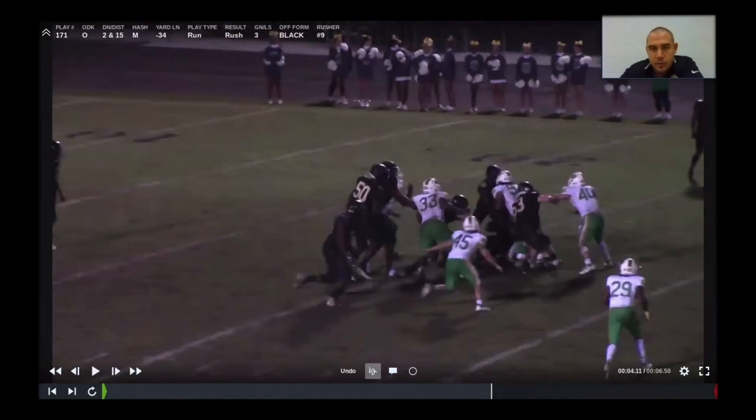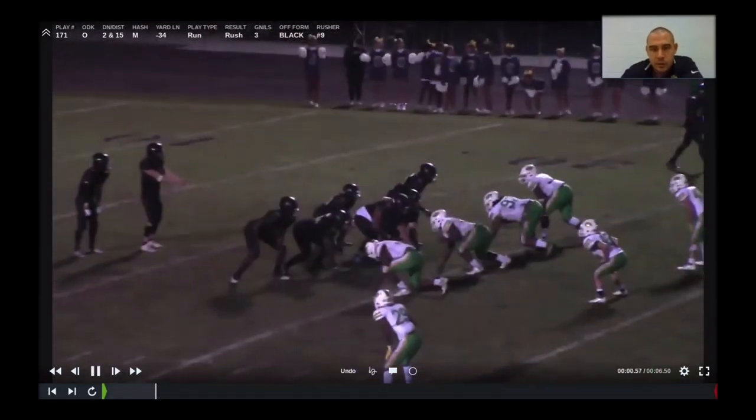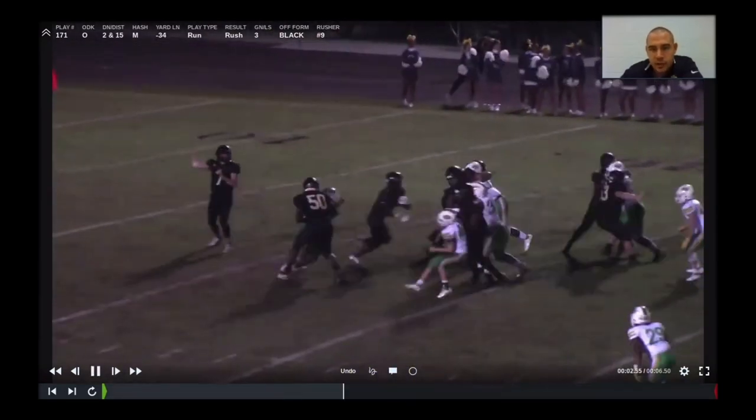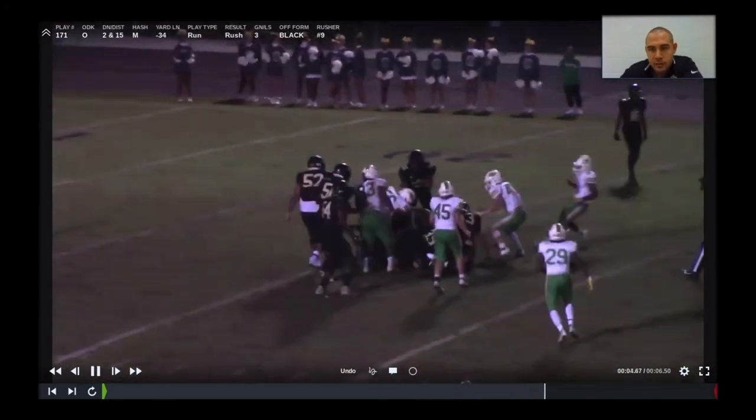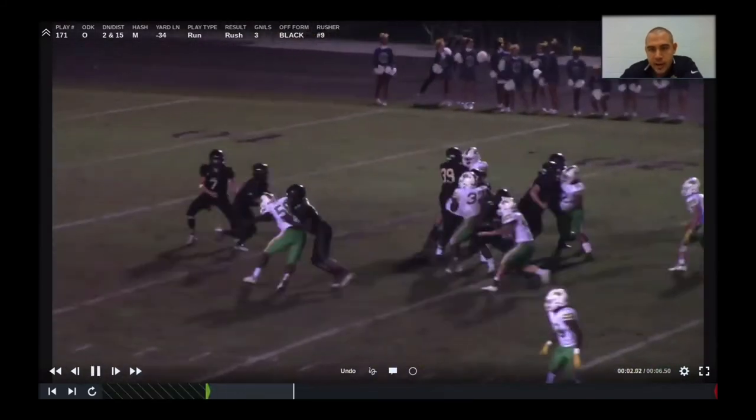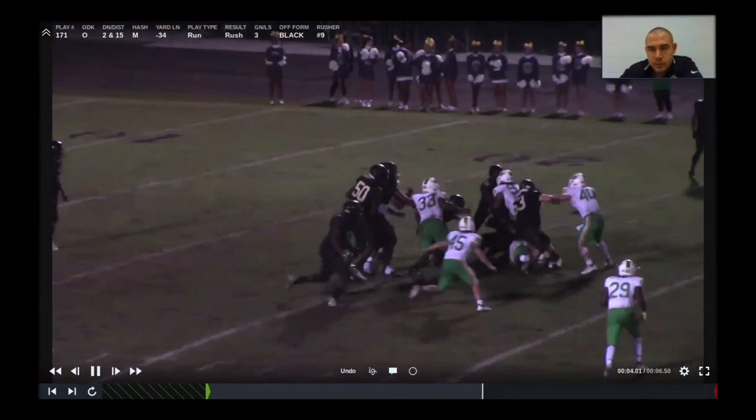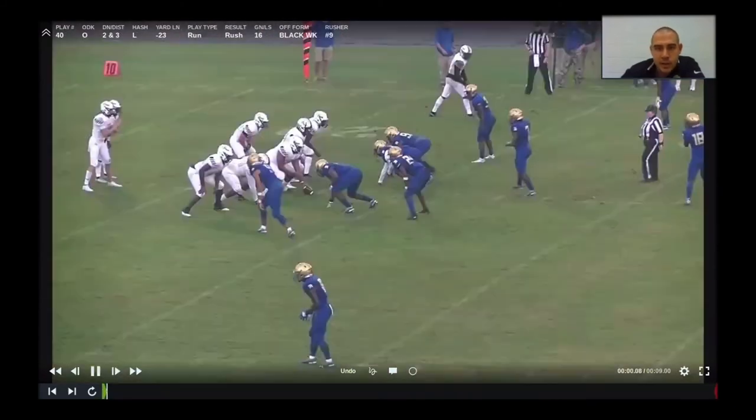And we get a nice little 3-yard gain, right? Boom, nice little double team. Can't get beat across your face, but it happens, right? All right, let's go to the next clip.